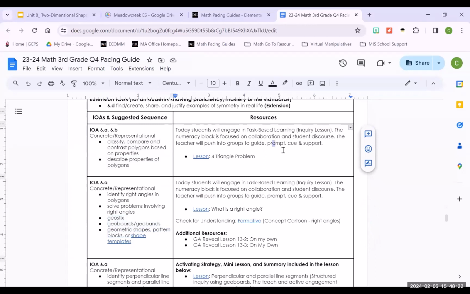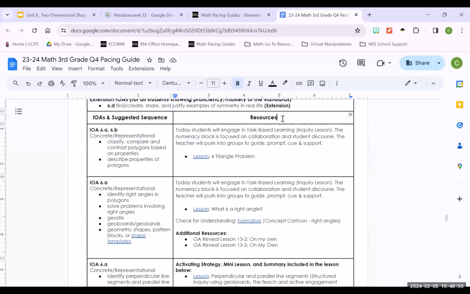The right column of the pacing guide shows the instructional resources that align to the intended learning objectives for each day of instruction. Some days you will see instructional resources linked for the numeracy components of a traditional teacher-led lesson. Other days you may notice a task-based lesson, which is your full numeracy block that day. You will also see resources from the Georgia DOE website, along with lessons from Georgia Reveal, which is our newly adopted resource.